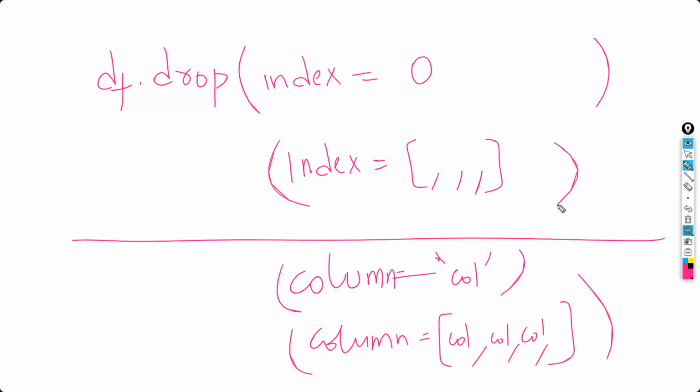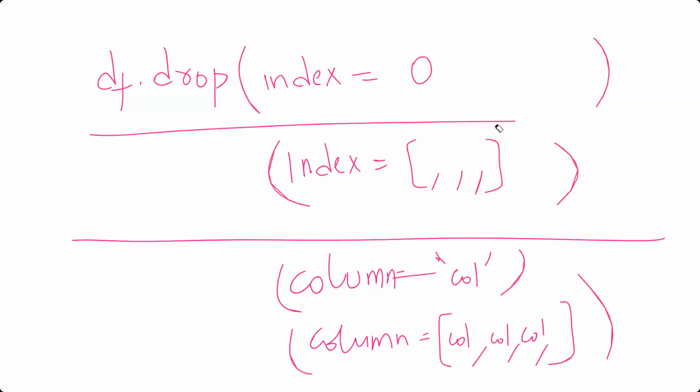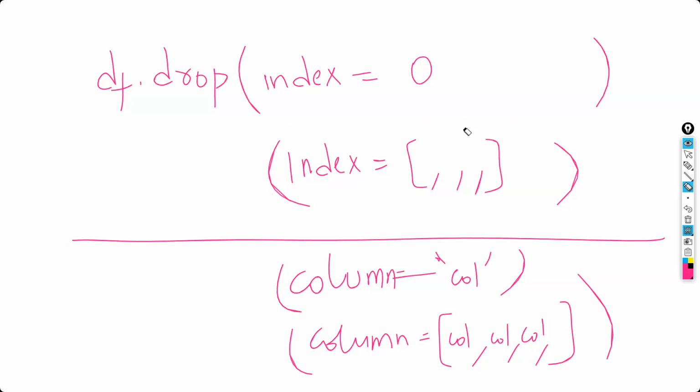df.drop is the function. In that, single row, multiple rows, single column, multiple columns. How to drop a single row, this is the syntax. How to drop multiple rows, this is the syntax. How to drop a single column, how to drop multiple columns.